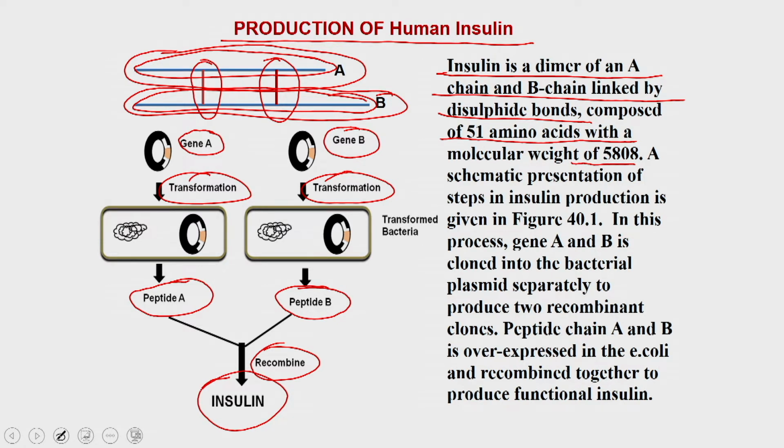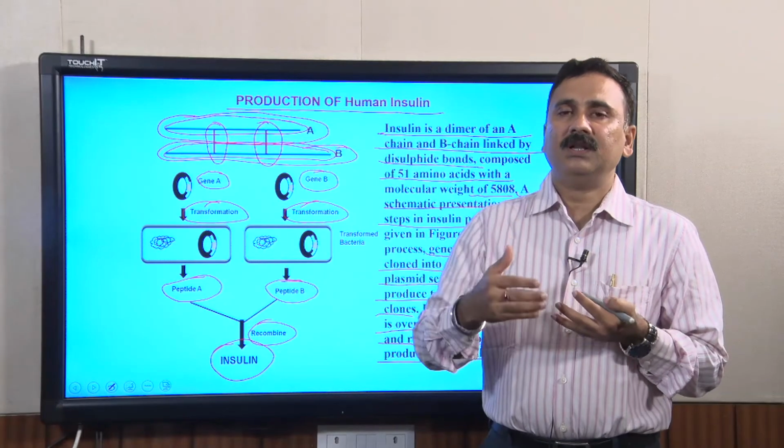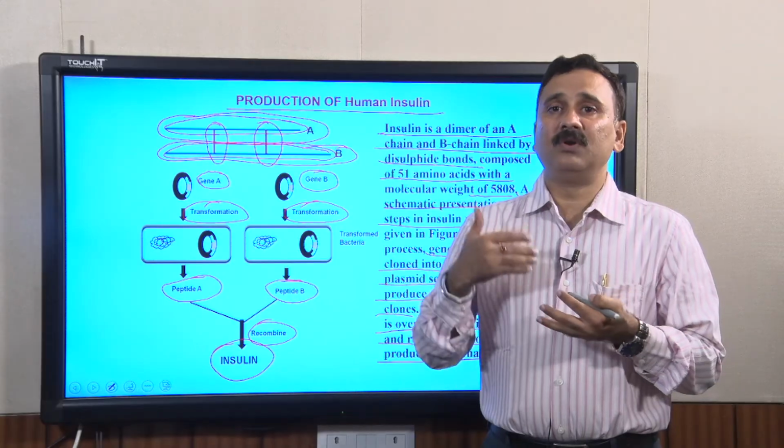In a schematic representation of insulin production, gene A and gene B are cloned into a bacterial plasmid separately to produce two recombinant clones. Peptide chain A and peptide chain B are overexpressed in E. coli and then recombined together to produce functional insulin. This is just a simple example to show how human insulin can be produced in a recombinant expression system, and that is how you can take this insulin to make up for the amount of insulin which your body is not able to produce.